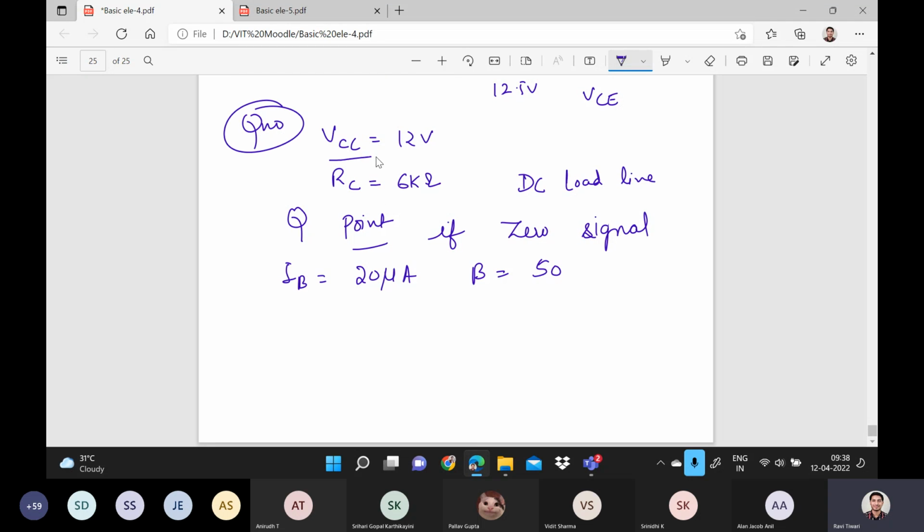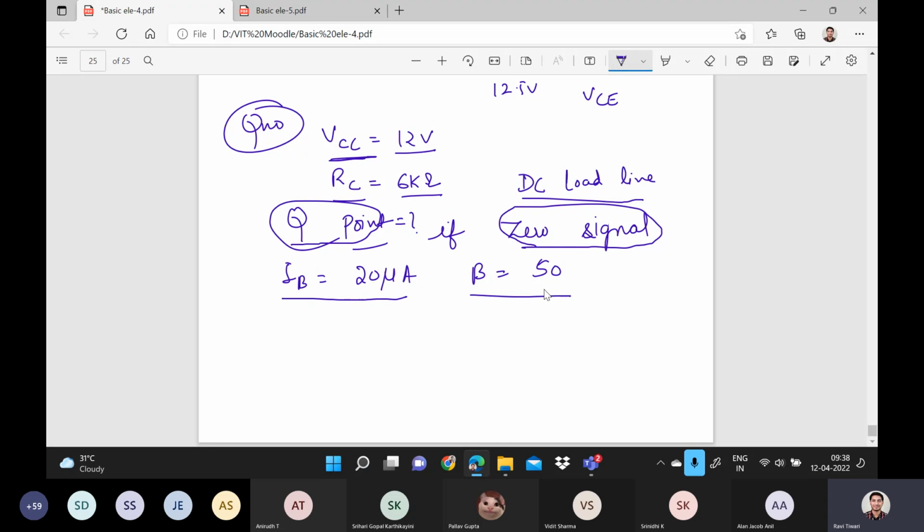They are giving that the supply is 12 volt. RC they given is 6 kilo ohm. First, you have to draw the load line. That is the first thing. And then they are saying, what will be the Q point? You have to find out the Q point. If zero signal, of course, in the DC load line, you cannot provide the signal. And the value of IB is given as 20 microampere and the beta value is 50. So first you find out the equation.